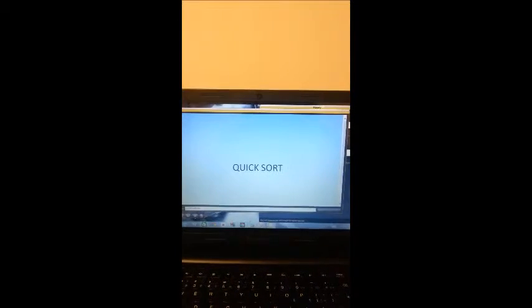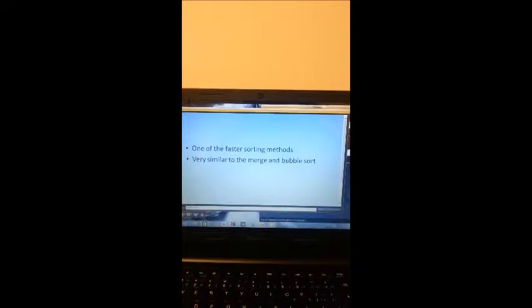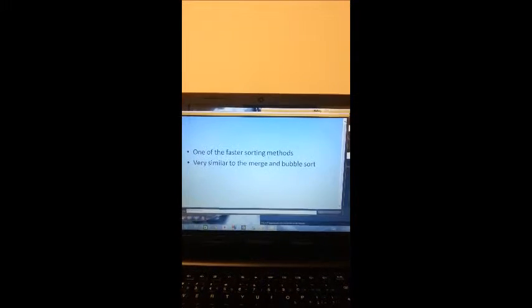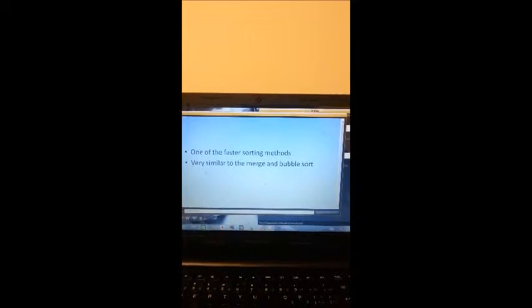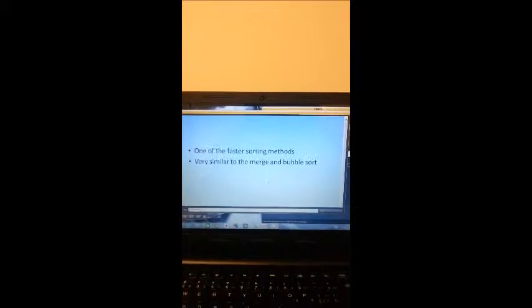Going to talk about the quicksort. So the quicksort is one of the fastest sorting methods, and it's very similar to the merge and double sort. So now I'm going to show you guys how to sort codes.